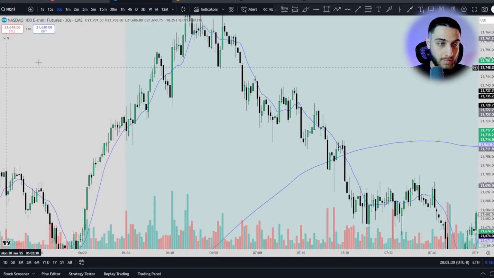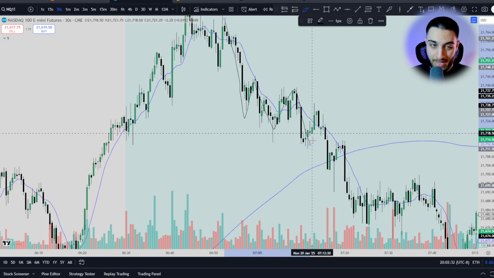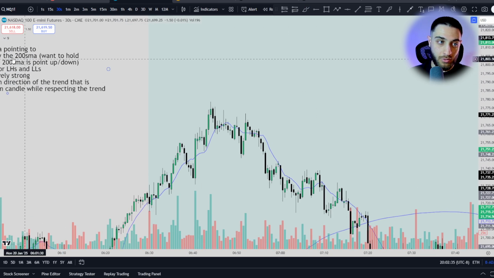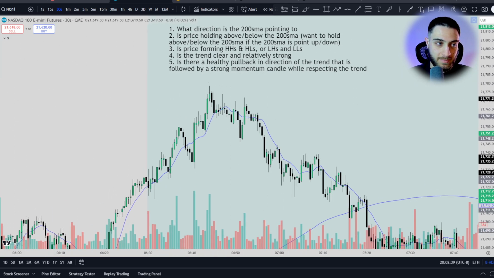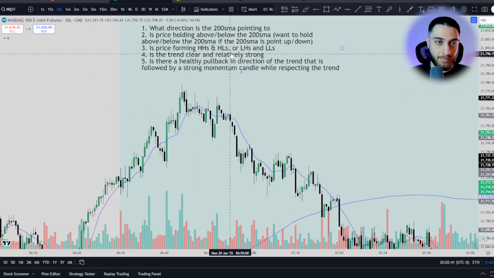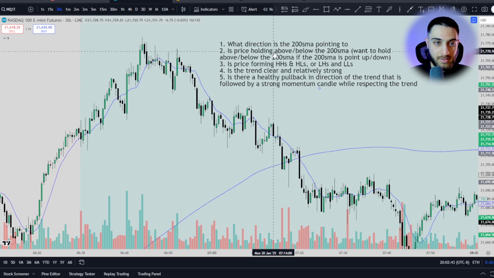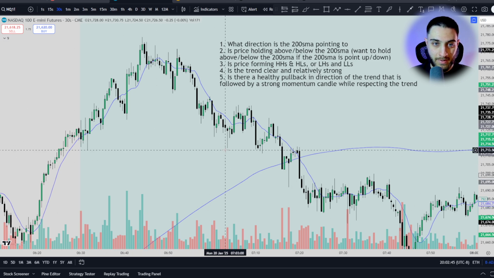So now we are in a short-term downtrend. I'm not going to take trades. Why? Because if we go look at this rule book, this rule that I made, what direction is the 200 SMA pointing? Right, it's still pointing up. It's still pointing upwards. Let me put it over here so we can see it. Still pointing upwards. The price is holding above the 200 SMA.